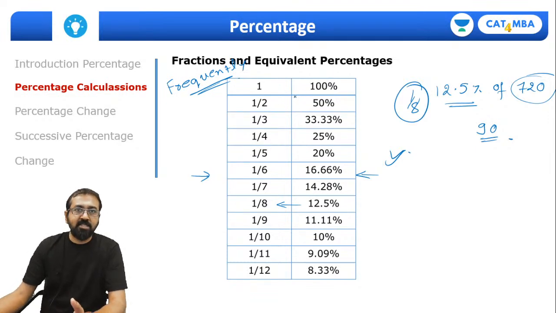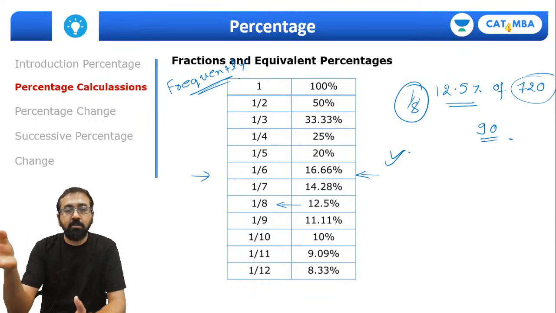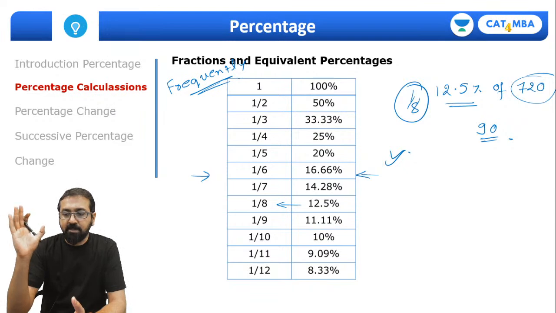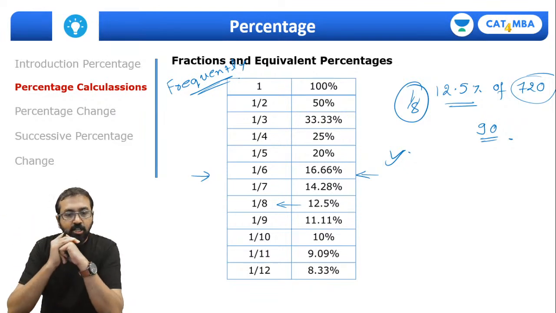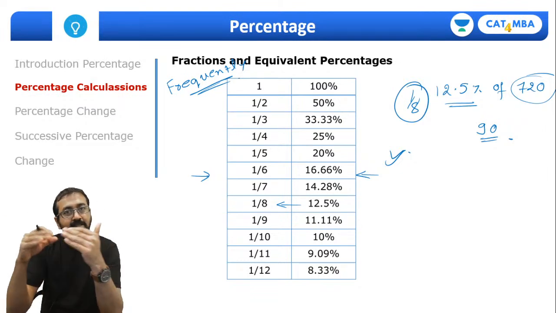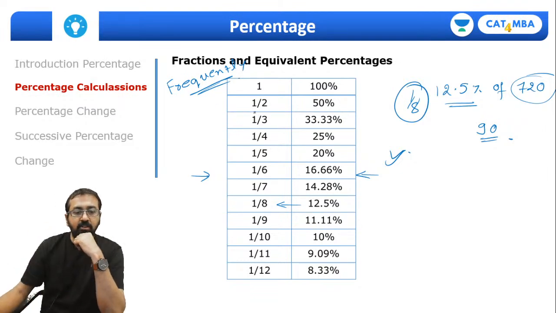1 means 100%. Okay, 100% of any number, matlab the number itself multiplied by 1 in simple words. Same way, 50% means half, right? 33.33% is 1 by 3, or you can say 1 by 3 is 33.33%. Then 1 by 4 is 25%, 1 by 5 is 20%, 1 by 6 is 16.66, 1 by 7 is 14.28.